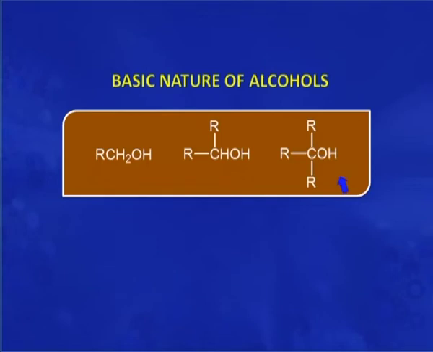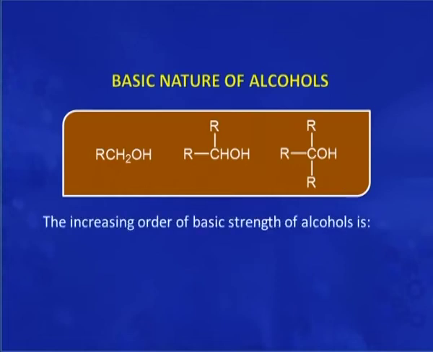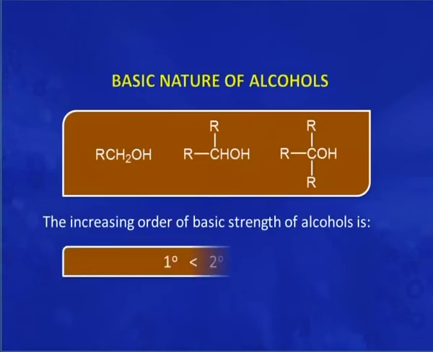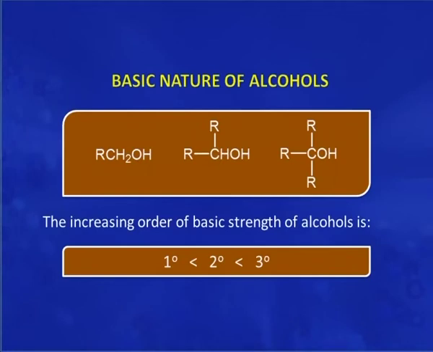More the number of alkyl groups, more will be the electron release and more will be the basic strength of alcohol, and that is why the increasing order of basic strength of alcohol is: primary alcohols are least basic, then secondary alcohols, and then the tertiary alcohols.